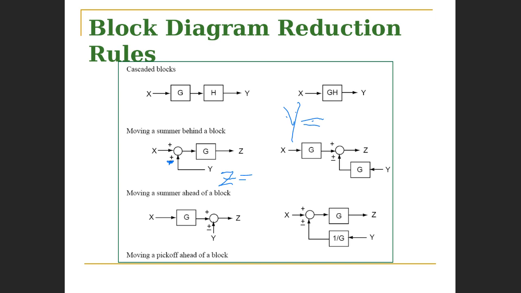XGH. All right, so Milton says XGH, and that's in fact correct. What Milton has done here is to multiply the input signal by the transfer function of the block. And that is in fact correct. Y is equal to XGH.